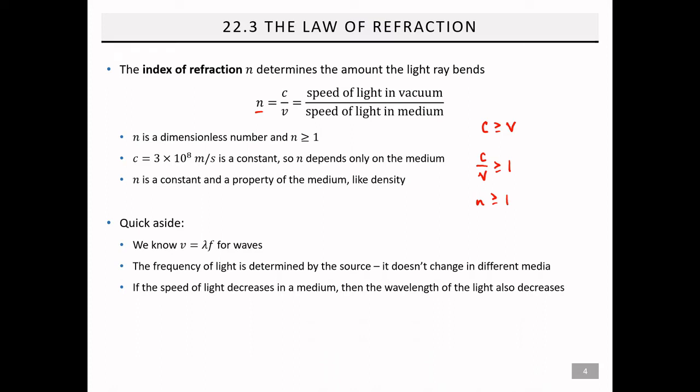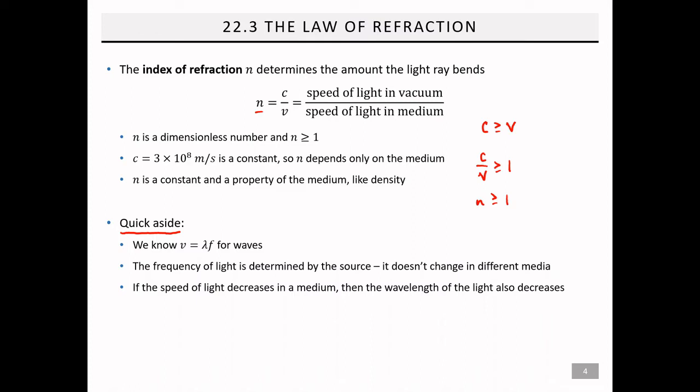We're still talking about the ray model of light, but I want to do a quick aside and talk about light as a wave for a second. For waves, we know that velocity is equal to wavelength times frequency, and the frequency of a wave is determined by the source. So in the lab we did, the frequency of those standing waves was determined by the vibrator that it was attached to. We had set the vibrator to 120 hertz, and that was the same for all the waves.